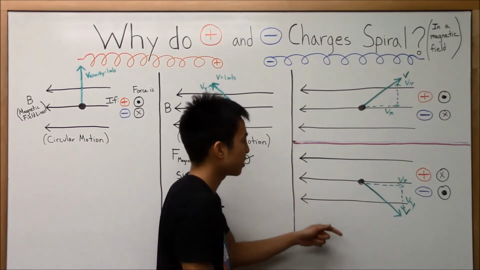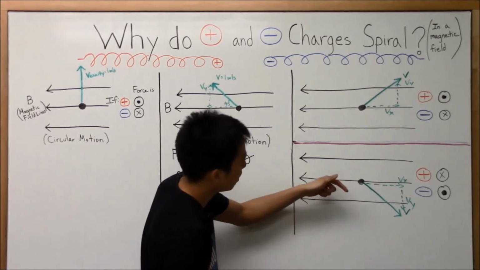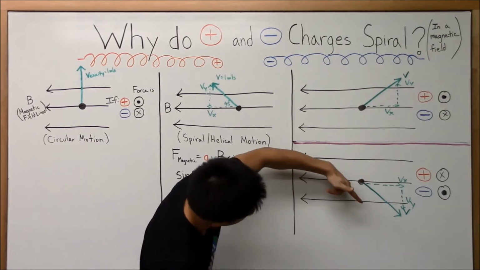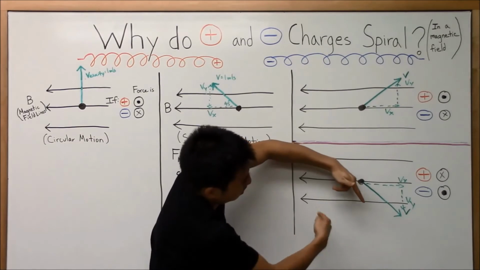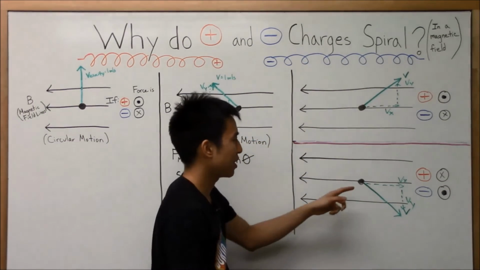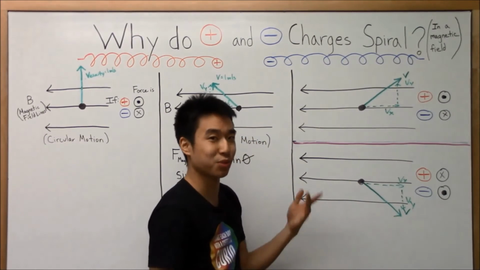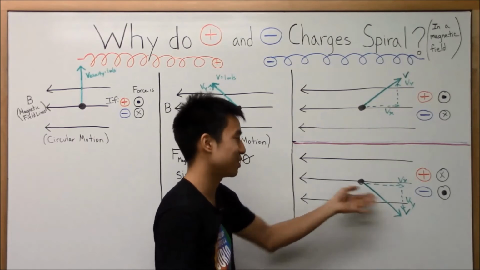If it was a negative charge, if you analyze this, velocity, field, and force out. Yeah, it's definitely more straining if you analyze this one. So just go with analyzing the component that's perpendicular to the field.